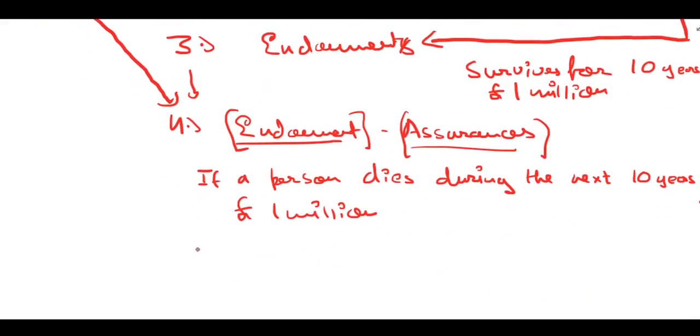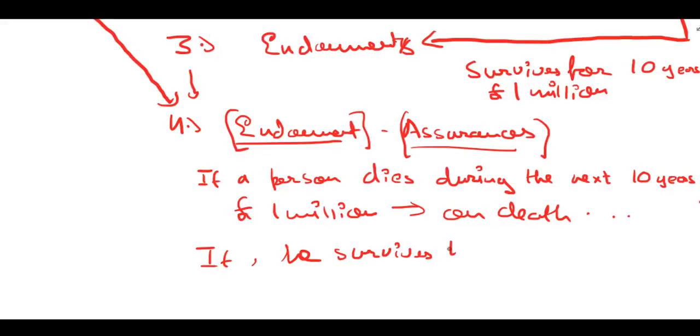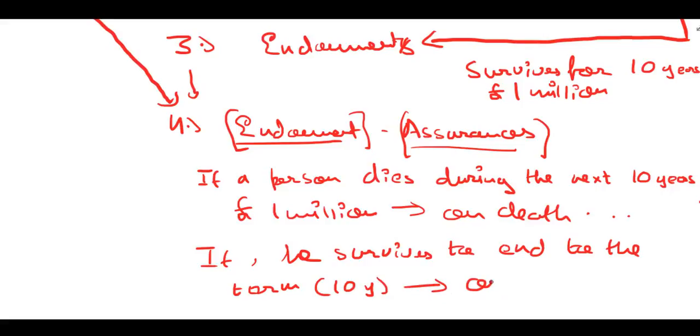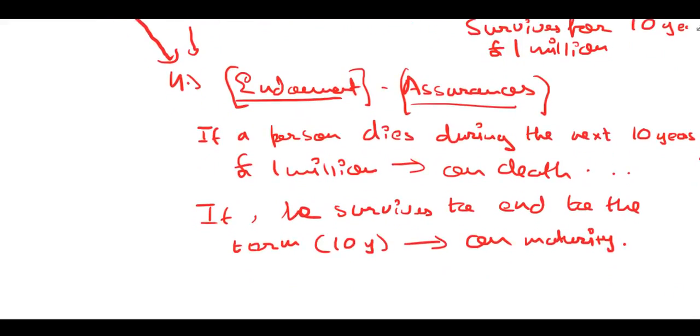This payment would be made on death, whenever the person dies. If he dies in the first year, the payment would be in the first year. If he dies in the second year, the payment would be in the second year, and so on and so forth. And if he survives to the end of the term, that is 10 years, of course, there will be a payment on maturity. Maturity is the point where these 10 years expire. So after 10 years there will be a fixed payment if the person survives.